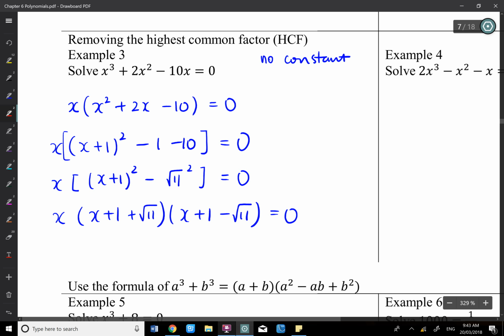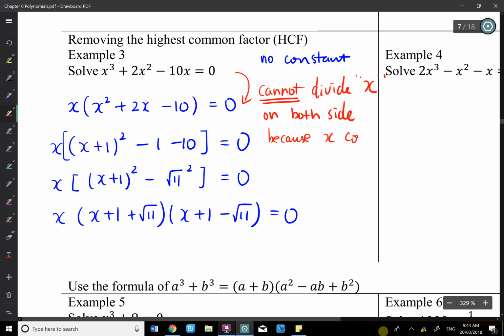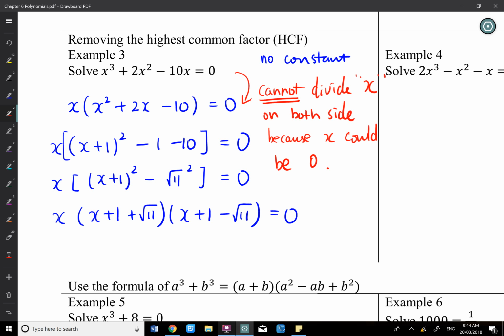Okay, in the first step, we cannot divide x on both sides, because x could be 0. You can't divide 0 on both sides. So x could be 0, so we can't divide by unknown variables. So what we need to do is take that as a common factor. If you divide it, you will lose one solution.